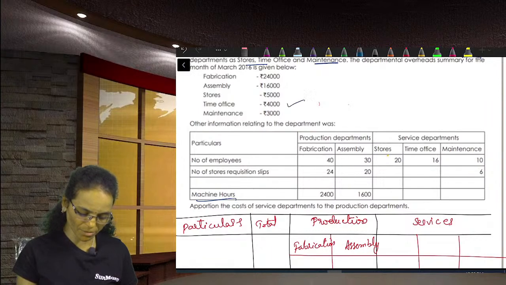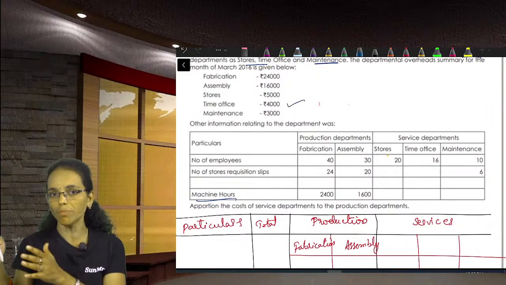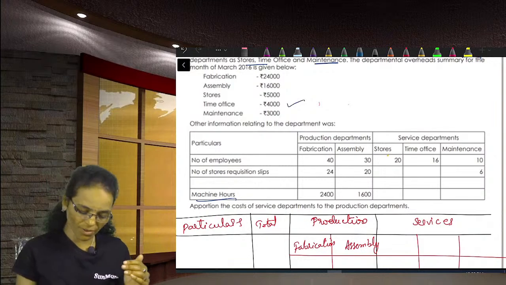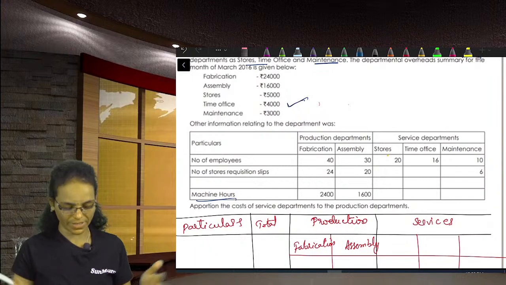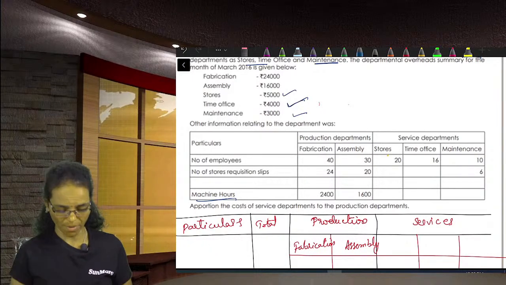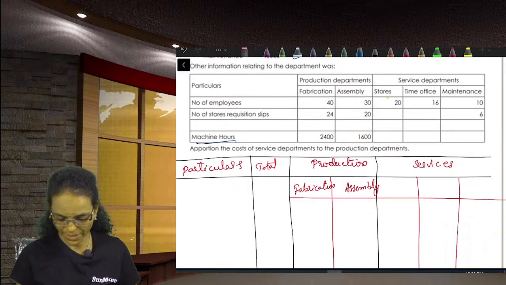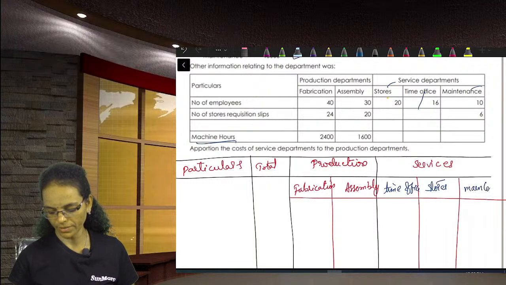In this manner we need to segregate. Here the HR department, I can say the time office department, is rendering services to all the departments in the organization. First we need to allocate the expenditure of time office to all the departments. Next the stores department, next the least one, the maintenance department. So first I am writing here time office, next stores department, next maintenance department.